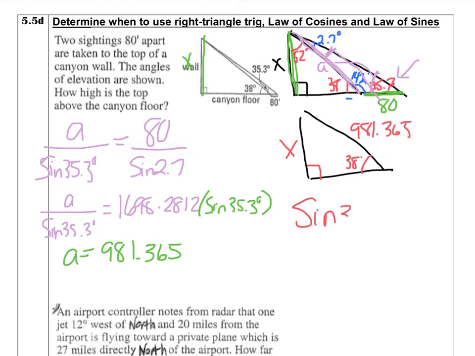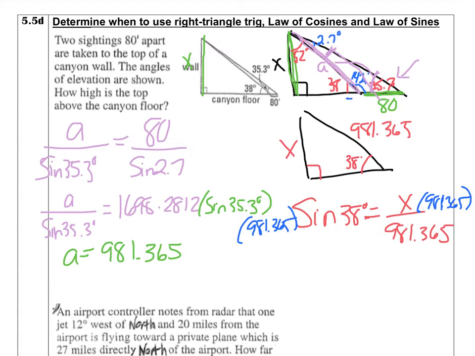Let's do the sine of 38 degrees is equal to x over 981.365. All I need to do to solve this now is to move the 981 over. So I'm going to multiply this side by 981.365 and do the same thing over here. Clearly when we do that, these will cancel. So let's simplify this in our calculator, and when we do that, we're going to get that x is equal to 604.188.